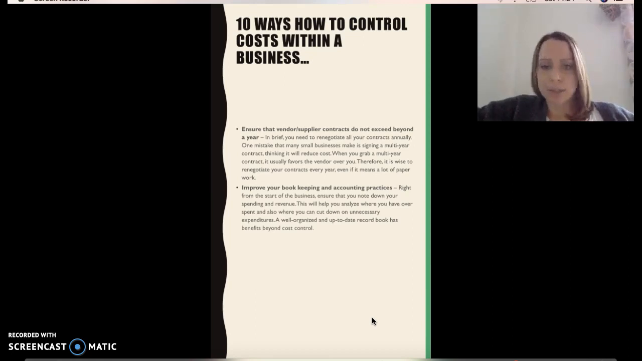So the second thing you can do is basically improve your bookkeeping and accounting practices. So right from the start of your business, you need to ensure that you note down your spending and revenue. Please don't be one of those businesses that turns up at their accounting at the end of the year with a carrier bag full of receipts. That's not effective, and it's not going to allow you to calculate those all-important ratios, which I've shown you how to calculate in a previous tutorial, and that will not allow you to analyse your financial performance at all. So make sure that you are keeping a well-organised and up-to-date record book of all the costs that you're incurring as a business, as well as all the revenue, because it will just make that accountancy process that little bit better. So consider those two things.